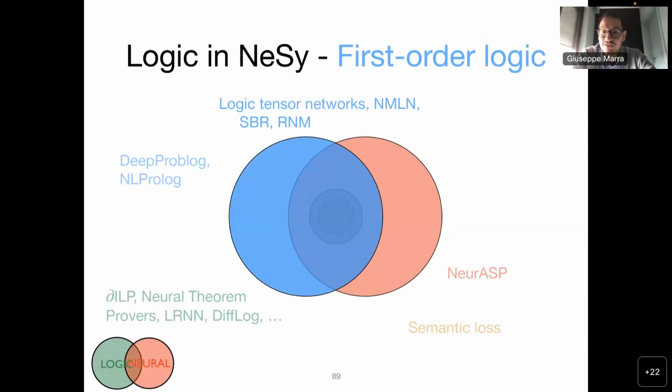So the systems that do not use logic programs but constraints, first order logic constraints, are Logic Tensor Networks, Neural Markov Logic Networks, Semantic Based Regularization, and Relational Neural Machines. So you see that this distinction, which is standard in logic, is actually another way of categorizing different neurosymbolic systems.